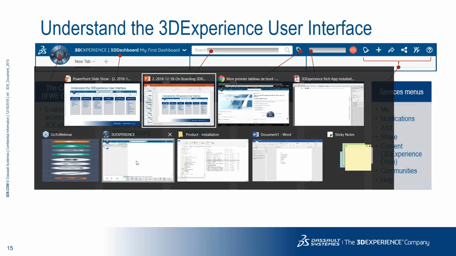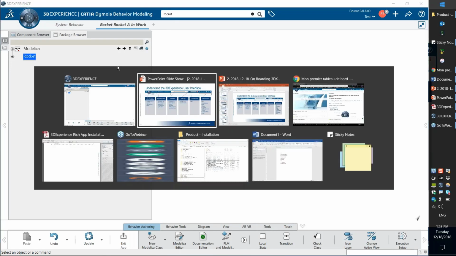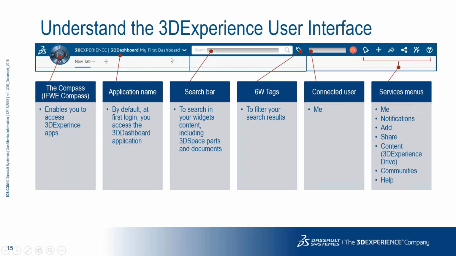If I go to the other app, for example, right now I'm in, again, I've got the logo 3D Experience. I'm in CATIA, and the app I am in right now is Dymola Behavior Modeling. So this is the information I see in every page when I'm working with the platform.